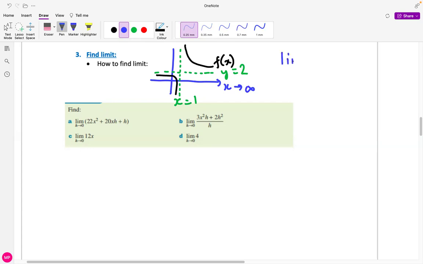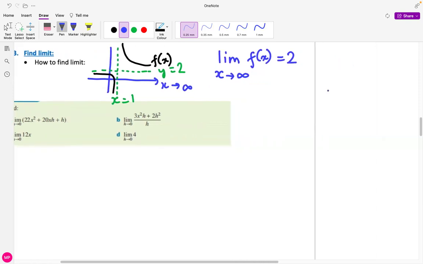The way we write it, we write lim, and underneath we write x approaching infinity. You can see here as x approaches infinity, the original equation, the f of x equation, will approach 2. So the limit as x approaches infinity of the original equation is equal to 2.